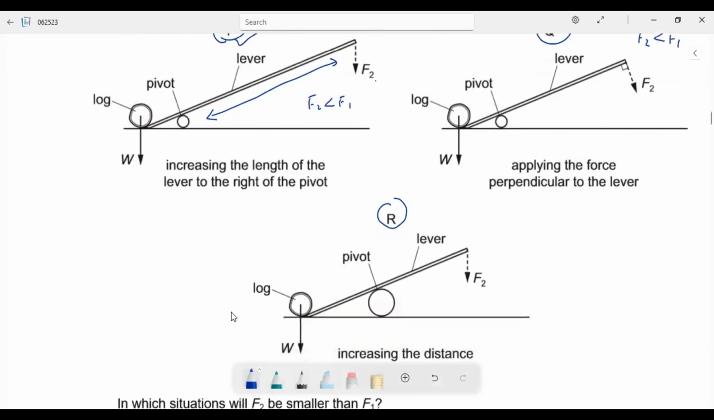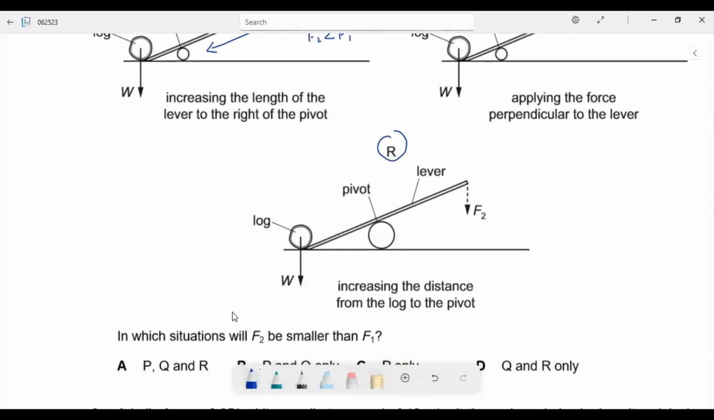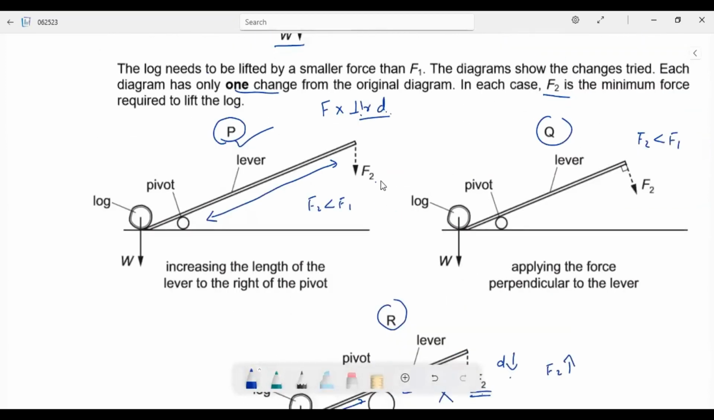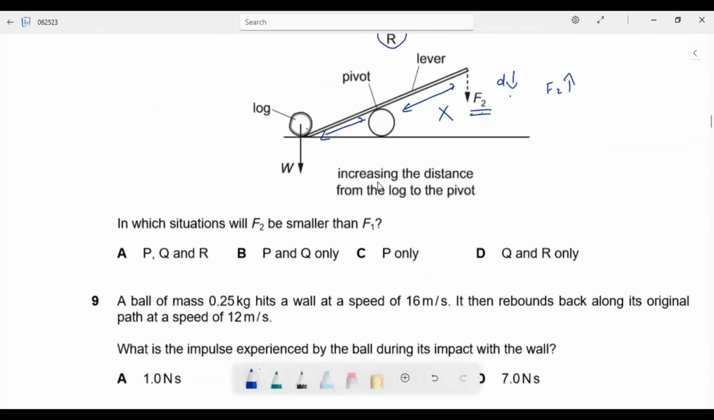Here we can see increasing the distance from the log to the pivot. So this distance has been increased and this distance has been reduced. So here D has been reduced. D reduced means we need more F2. F2 should be increased. So this is not the right choice. P and Q, in these two cases, F2 is being reduced compared to F1. So P and Q, B is the right choice.